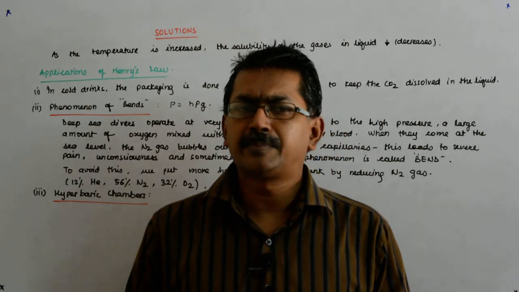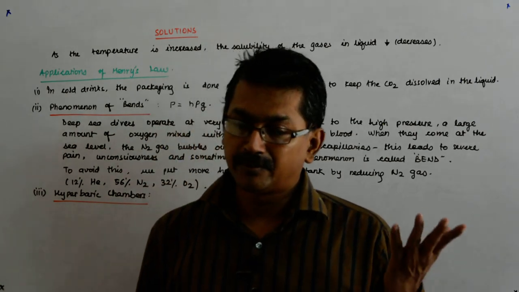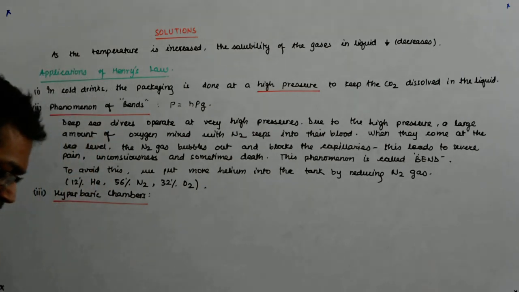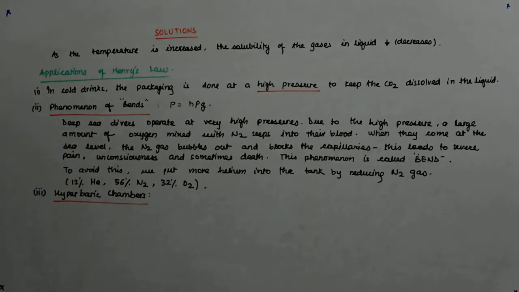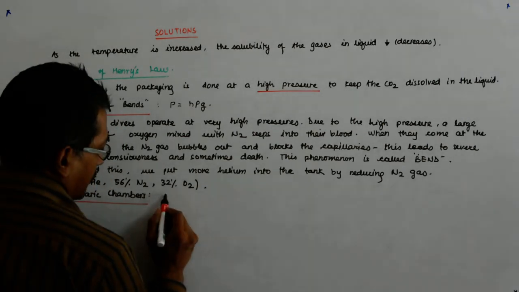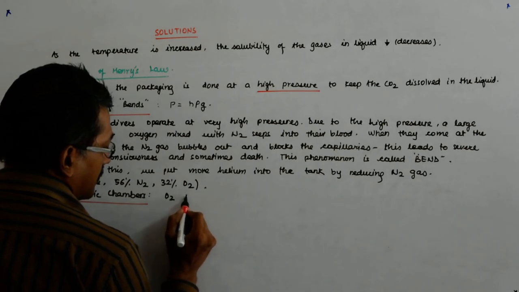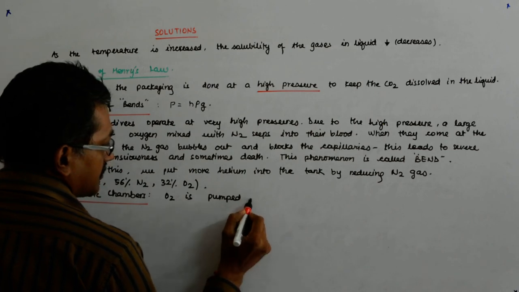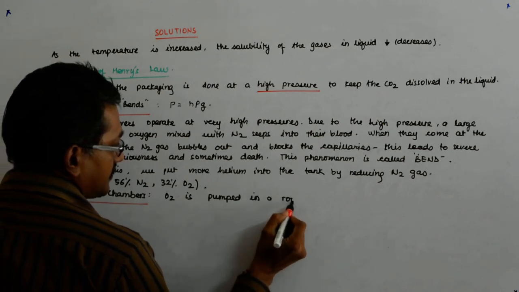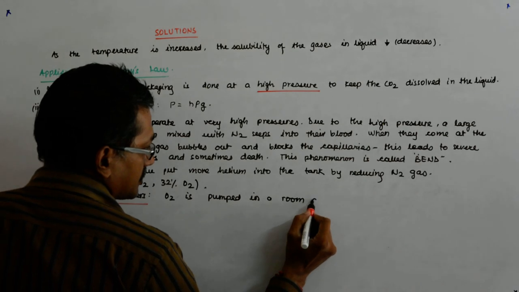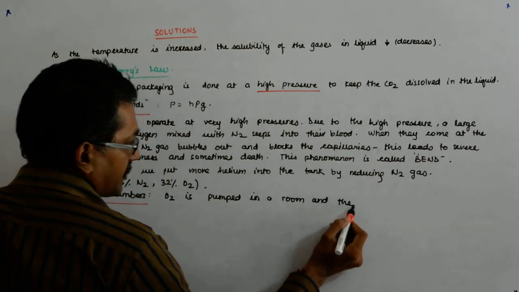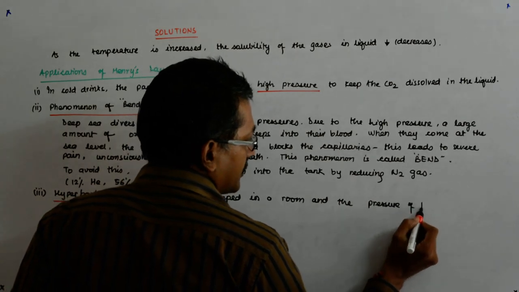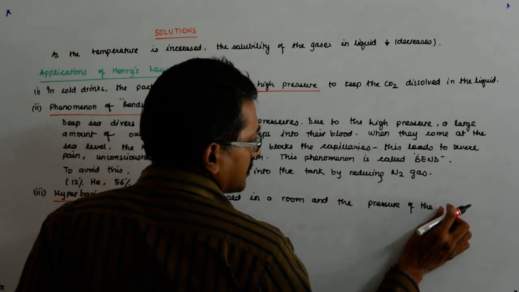So extremely weak patients and old patients, or patients who are not able to respond much, are put in such chambers, where the pressure is raised slightly above normal. So oxygen is pumped into a room and the pressure of the room increases.